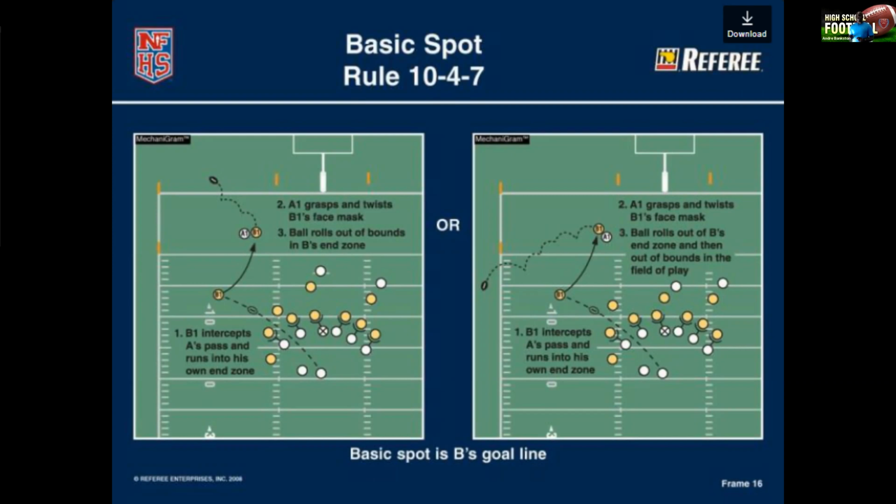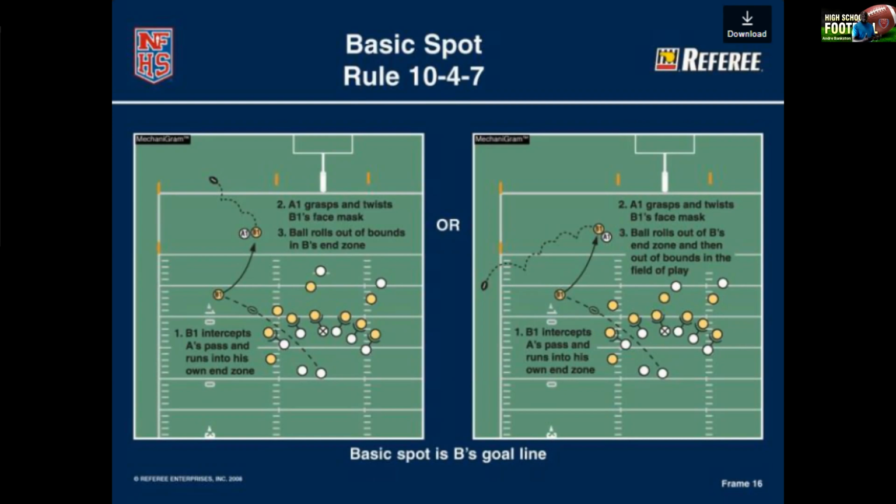But because A fouled B prior to the end of the run, it is going to be marked from the goal line. The goal line is now the basic spot. So on an interception that would normally be a touchback, and there was a foul and there was a loose ball, it's going to be credited as a touchback. The basic spot is the 20-yard line. On something that would normally be a safety because he went into the end zone on his own accord, it wasn't momentum. He's in his own end zone.